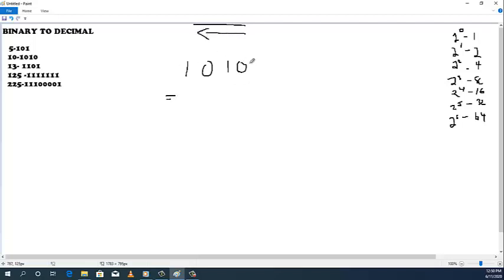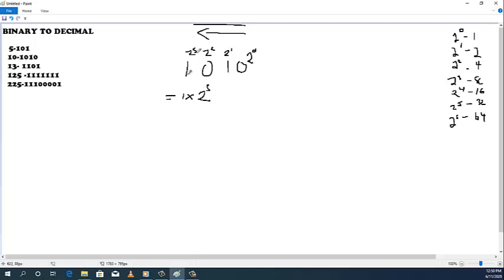From the right to the left, assign the powers of 2. So 2 to the power of 0, 2 to the power of 1, 2 to the power of 2, 2 to the power of 3. Okay, next step, we're going to multiply 1 times 2 to the power of 3.